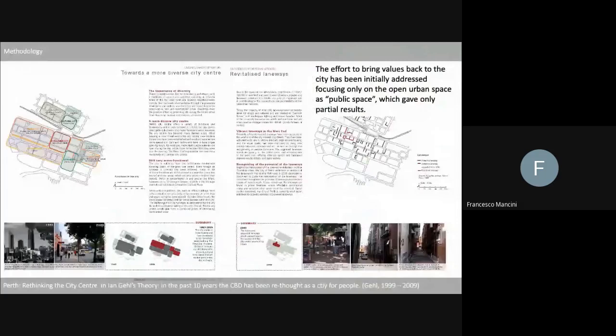So in 1994, the city invited young architects to start having a look at what was happening, particularly in the city center, because they started realizing that the city center was empty, was not vibrant, as they used to refer to places that are quite successful in Australia and the world, and started looking at why certain things were not working.